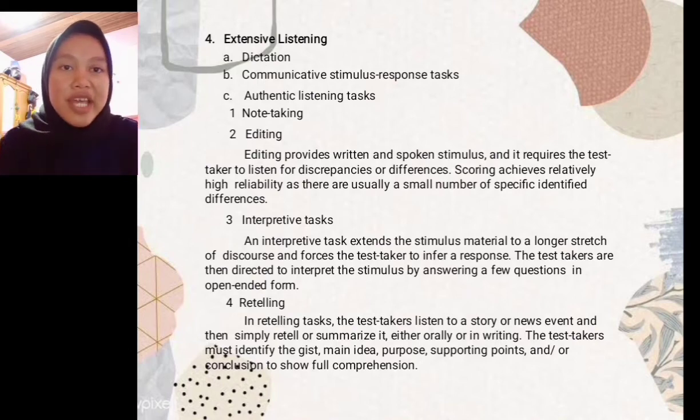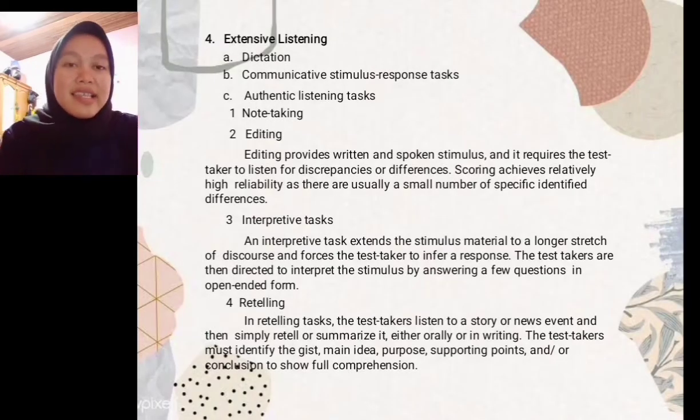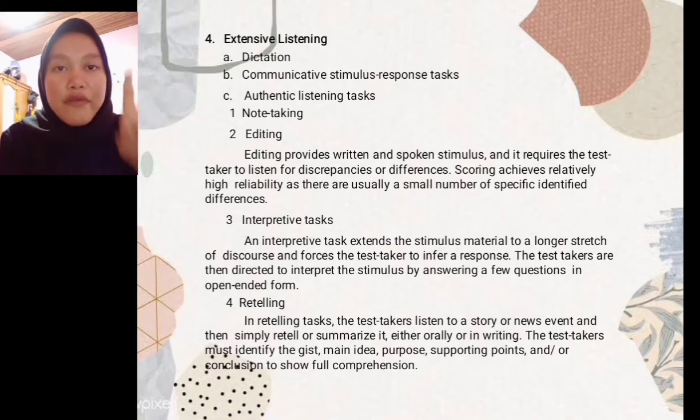And for communicative stimulus response text ini lebih ke si pendengarnya itu akan mendengarkan sebuah dialog percakapan ya. Namely communicative, berarti ada sebuah percakapan. The next is, and for authentic listening text, there are 4 types, that is note taking, editing, interpreted text, and retelling.